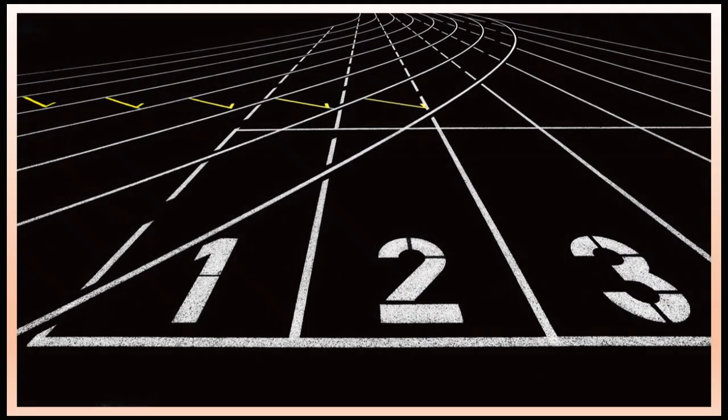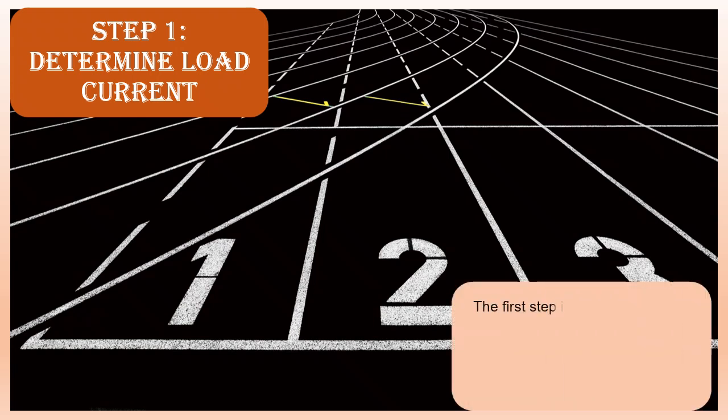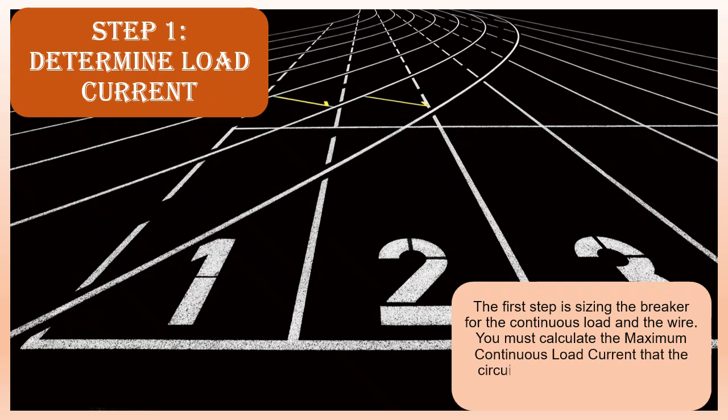This is a three-step systematic process. Step 1. Determine load current. The first step is sizing the breaker for the continuous load and the wire. You must calculate the maximum continuous load current that the circuit is expected to draw under normal, running conditions.